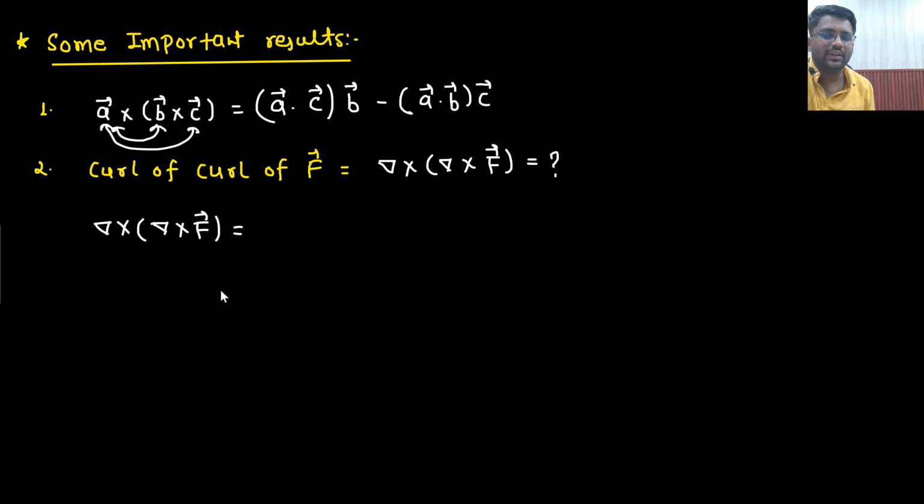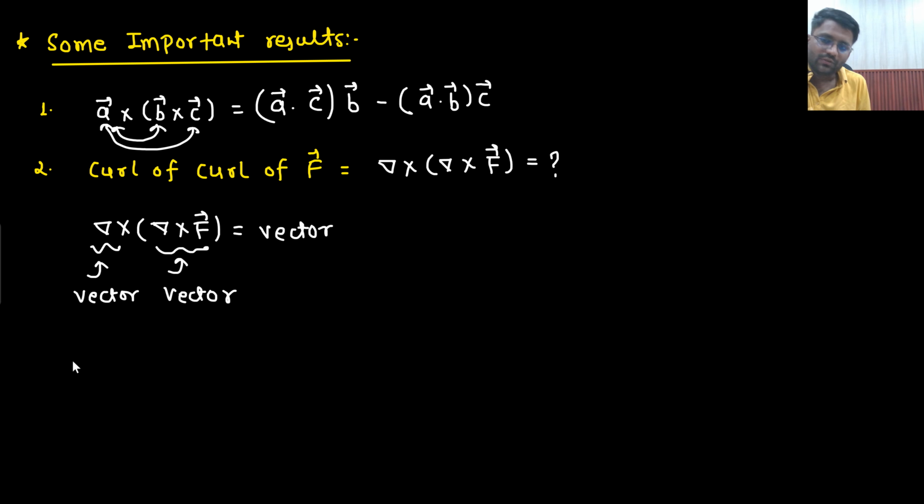So first of all, let me know, is it a valid operation? Sir, curl of F, what will it give you? Vector. This is also a vector. So between vector and vector, can you do the cross product? Absolutely, sir. Vector cross product with vector will give us a vector answer only. Okay, so now we are supposed to calculate del cross curl F.